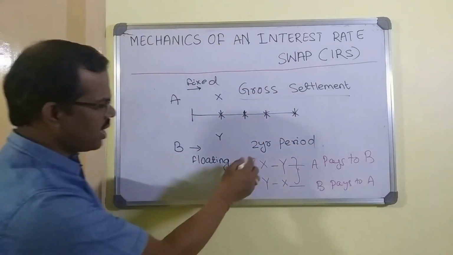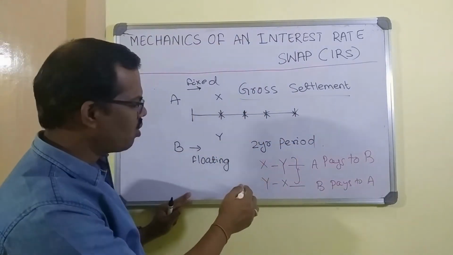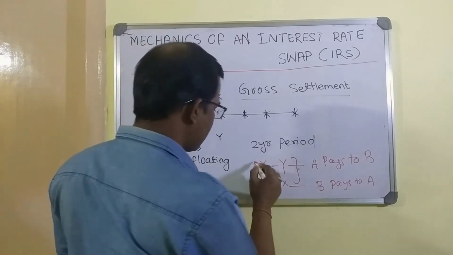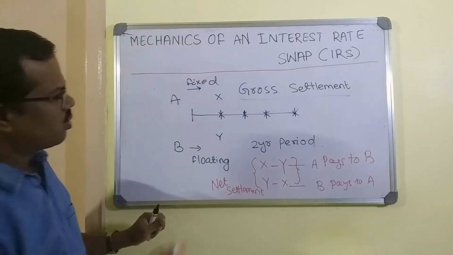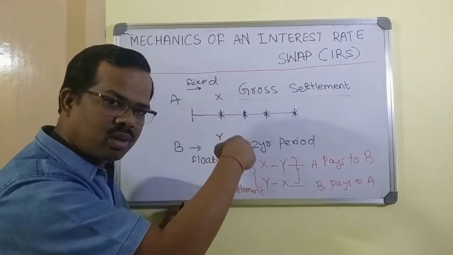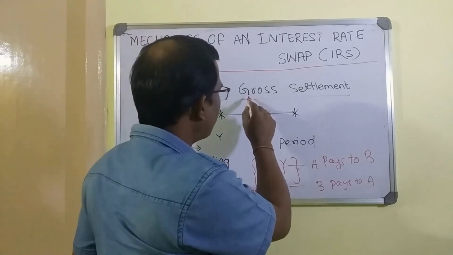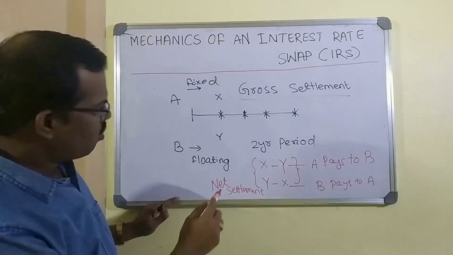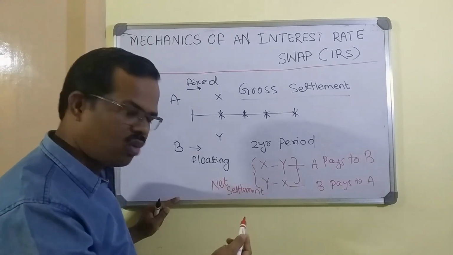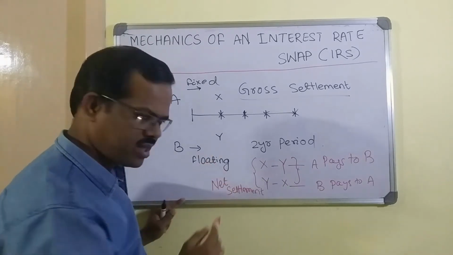Such an arrangement where only the difference amount is settled between the two counterparties is called net settlement. Where the full amount is exchanged between the counterparties, that type of arrangement is called gross settlement, and when only the difference amount is paid by one of the counterparties, it is called net settlement.